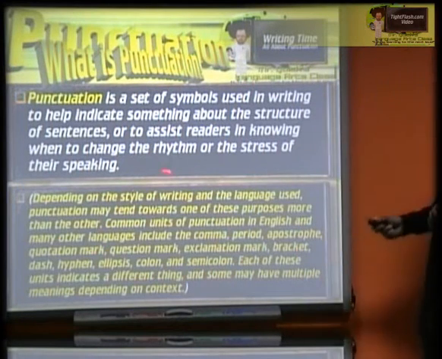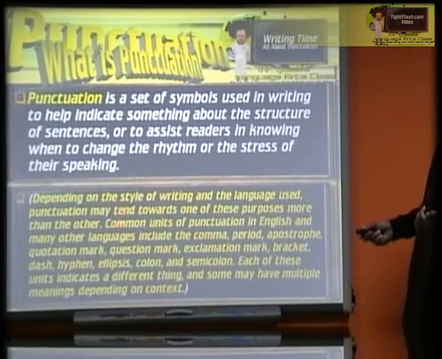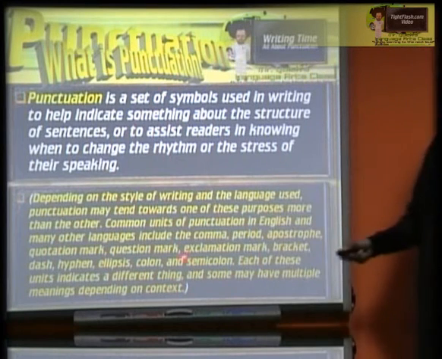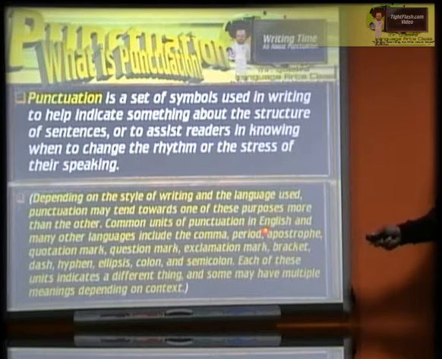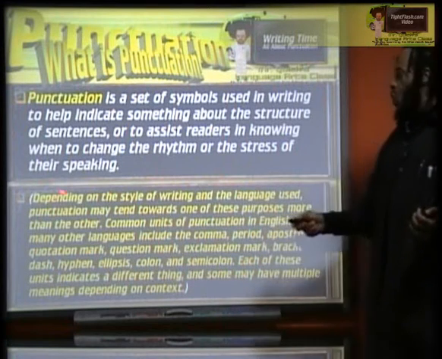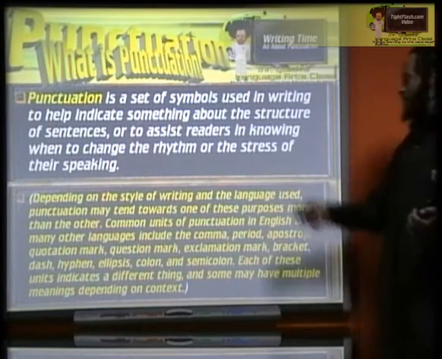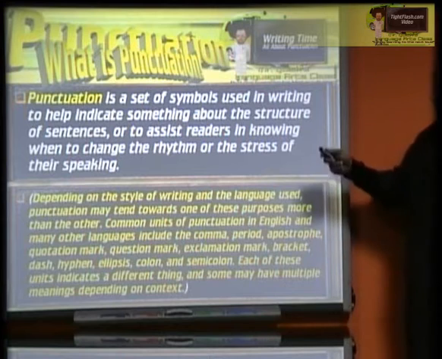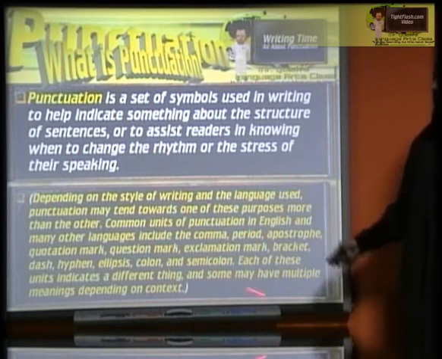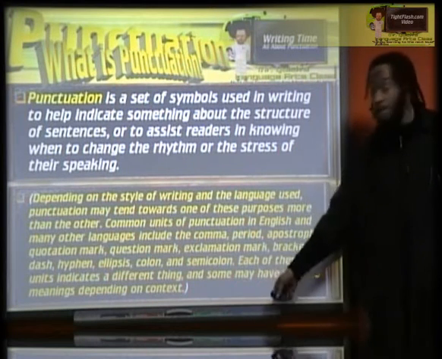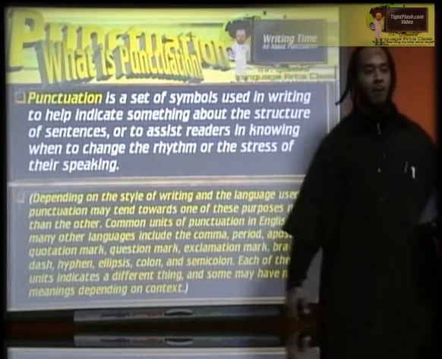Now, depending on the style of writing and the language used, punctuation may tend towards one of these purposes more than the other. Common units of punctuation in English and many other languages include the comma, the period, apostrophe, the quotation mark, the question mark, the exclamation mark, brackets, dashes, hyphens, ellipses, colons, and semicolons. Each of these units indicates a different thing, and some may have multiple meanings depending on context.